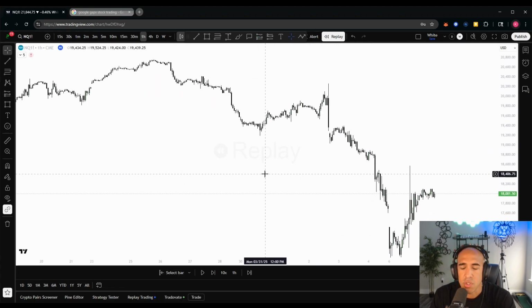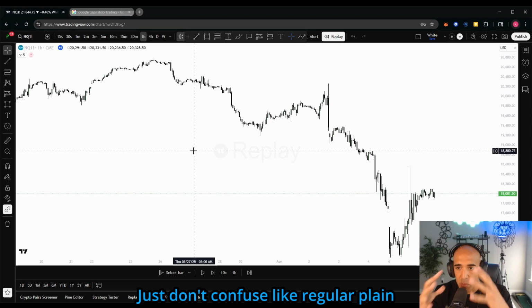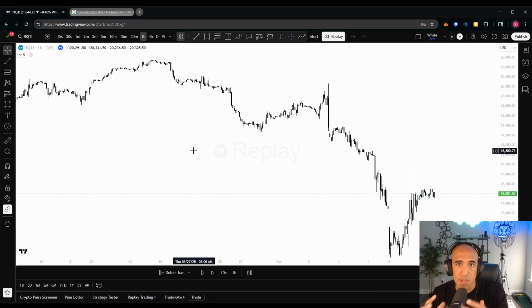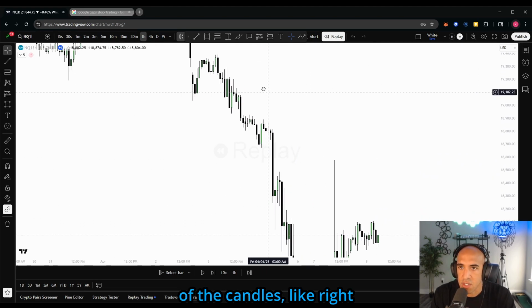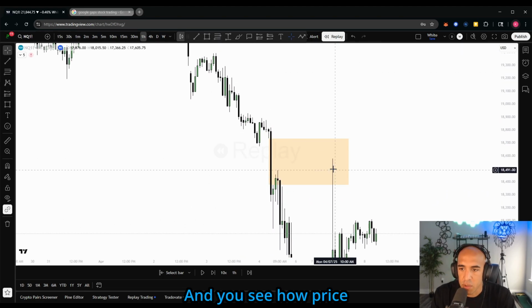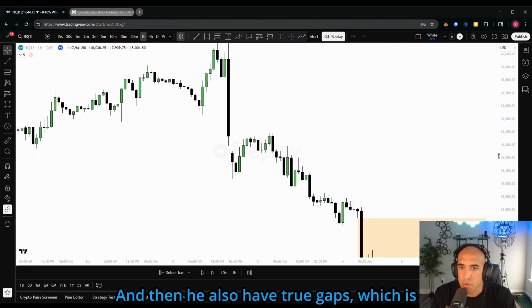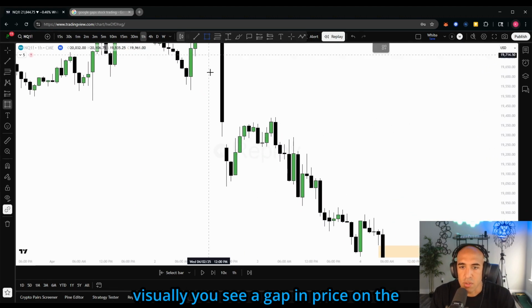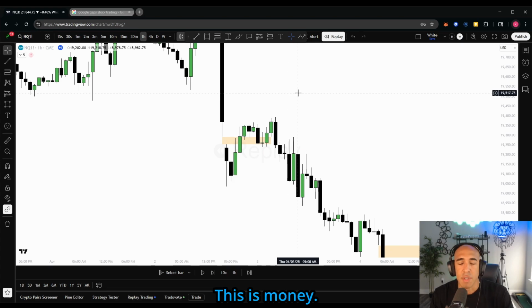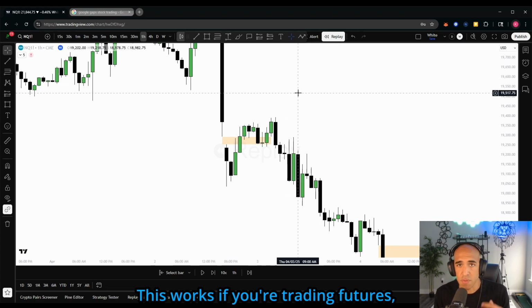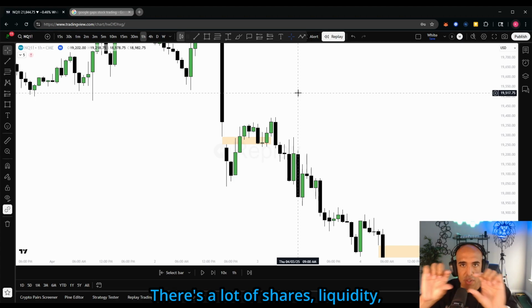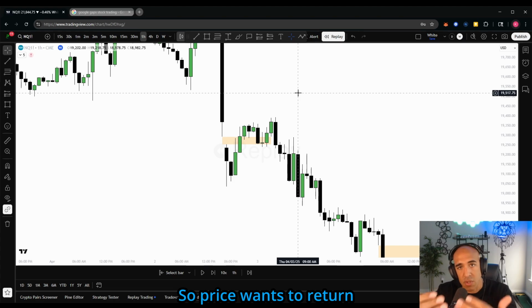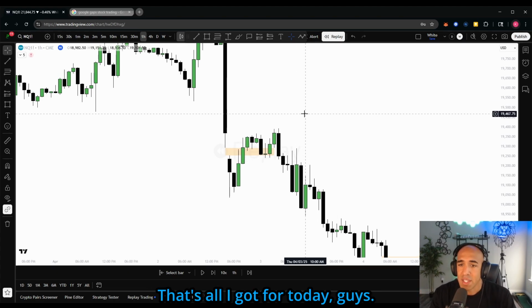Gaps are pretty straightforward. Just don't confuse regular plain-sight gaps with fair value gaps. Remember, fair value gaps are more involved inside of the price, inside of the candles, like right here, again, a fair value gap, and you see how price respected it right there. Then you also have true gaps, where visually you see a gap in price on the charts. This is money. This works if you're trading options, futures, whatever you want to trade. Gaps are valuable. The theory behind gaps is that it's a gap in price. There's a lot of shares, liquidity, orders left inside of there, so price wants to return later to come and grab it. That's all I got for today, guys.